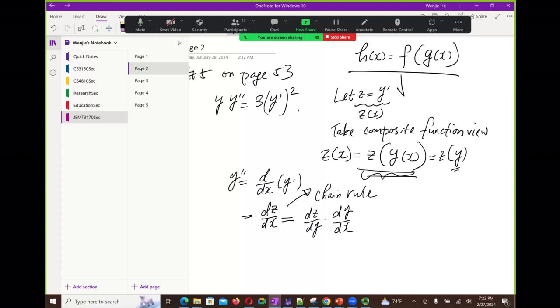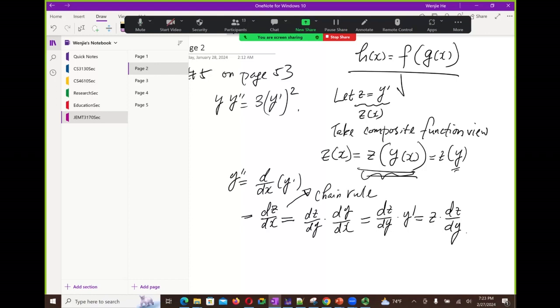Now, dz over dy, we keep it. What is dy over dx? Y prime, right? And y prime is z. So it's z times dz over dy. That's y double prime. The good thing about this expression is that x is gone. You do not have x. X is gone.